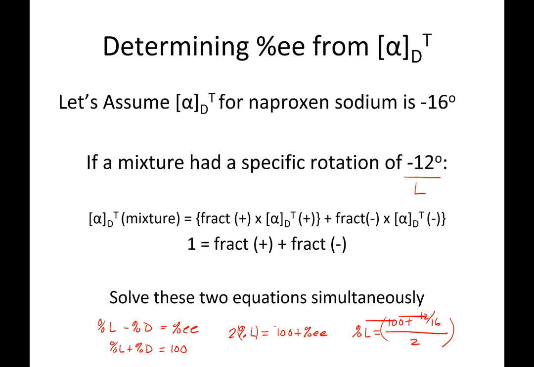But there's an easier method to look at this. So how did you get the 2%? Take these two equations and add them up. So percent L plus percent L makes 2 times percent L. The percent D minus percent D cancels. And then 100 plus percent E. So all I'm doing is just adding these two equations together. And then over here, the percent enantiomeric excess is going to be 12 over 16 times 100. So that'll give you the exact number.